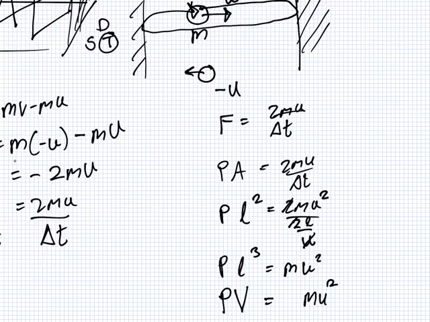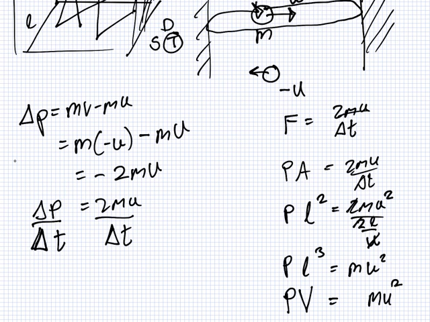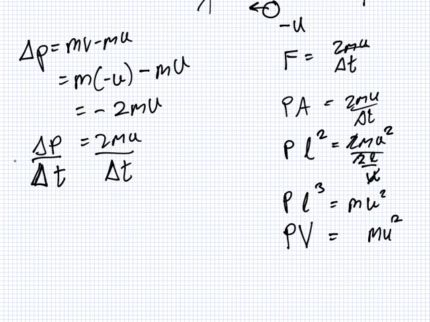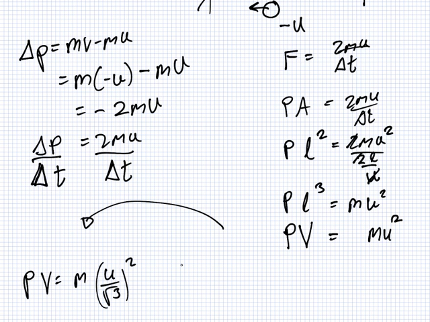So if I want to fix this, it's not really u. It should be u over root 3. So I need to fix that up now, and I get, continuing over here, PV equals mu squared over 3. Why not root 3? Well, it's squared. It was u over root 3 squared, so it's 3. I've changed the u to u over root 3. So that's mu squared over 3.